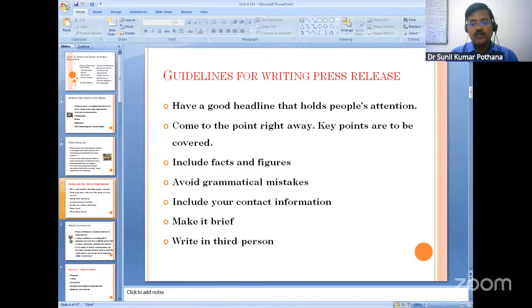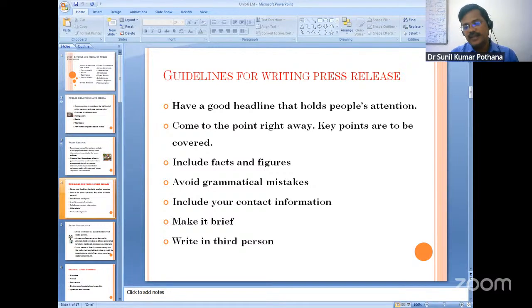So we don't use our own opinions or perceptions in the press release. Based on the instructions by the management, only that is what we have to give in the press release. So don't write in the first person, like I. Don't use the word I.